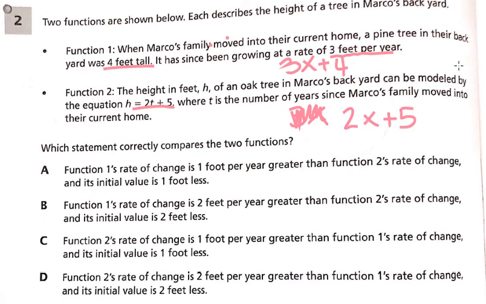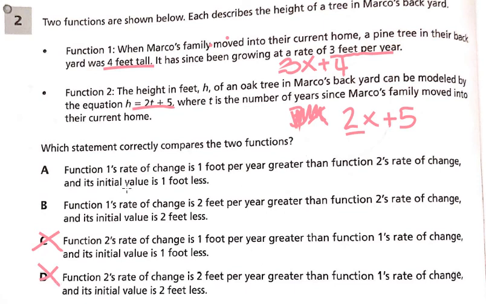So when I look at both of these, I already know that the rate of change of this one is 3 and the rate of change of this one is 2. So I know that function 1 has a greater rate of change. This one says function 1's rate of change is greater. This one says function 1's rate of change is greater. This one says function 2's rate of change is greater. Well, can't be that. This one says function 2's rate of change is greater. Can't be that.